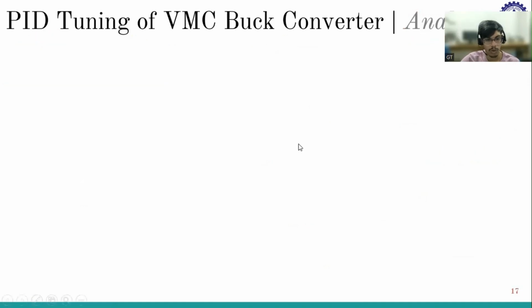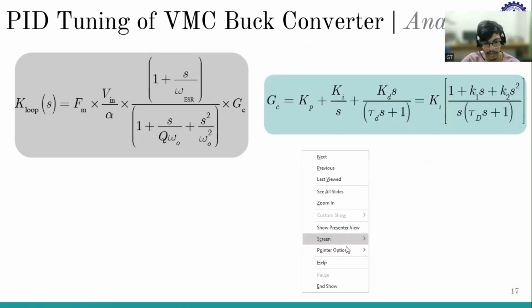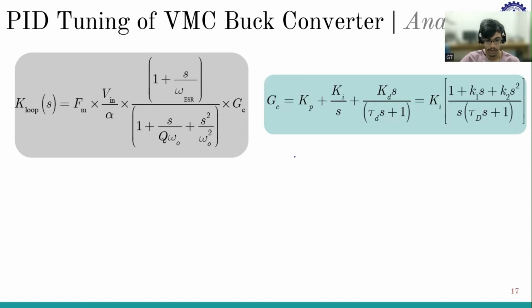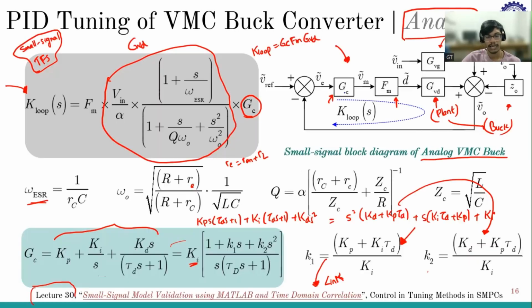So now I am writing this again here. Sir, could you please repeat? Like K loop is exactly between which and which, the entire loop? K loop is GC into FM into GVD. This is my GC here, this is my GVD here, and this is my FM. So K loop is this loop, GC into FM into GVD.